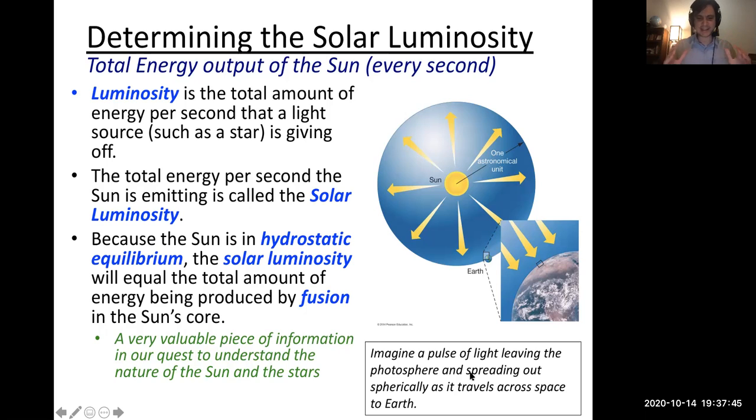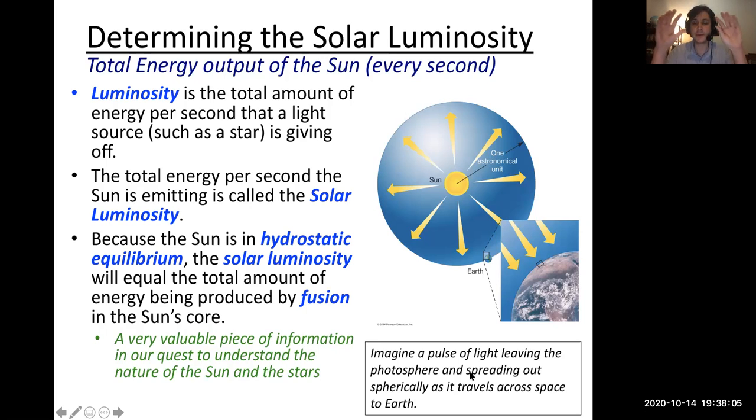And this is a key part. This is the trick that we need to keep in mind, because we're going to use the fact that we know that the sun is in hydrostatic equilibrium. It's not becoming larger or smaller. The gravity pulling things in equals the thermal pressure pushing out. So we have a nice stable star called the sun.